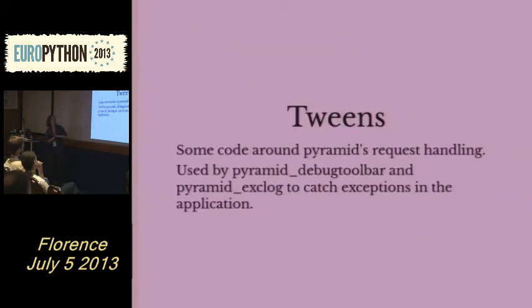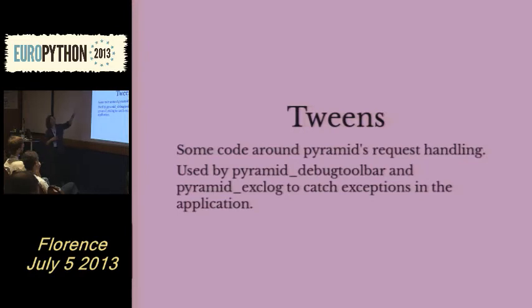What else do I have? I have tweens, which are wrappers around Pyramid request handling. I can do stuff before, I can do stuff after, and I can get exceptions. These are, for example, used in Pyramid debug toolbar or Pyramid exlog. Debug toolbar provides, among other things, a nice exception view when there is an exception in the application, and exlog logs exceptions.